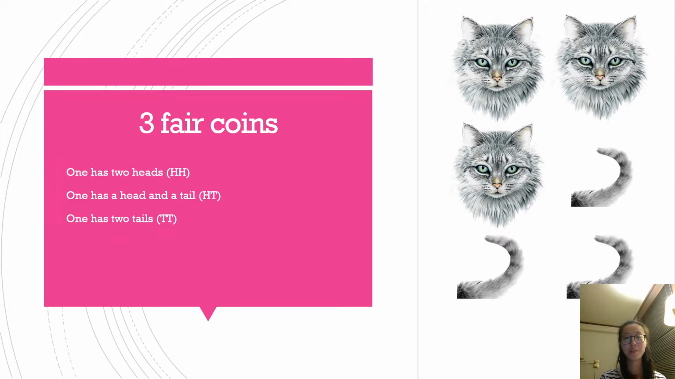Now, we randomly choose one of the coins, and without looking at it, we toss it, and we see that what's facing up is a head. Now we ask, given all this information, what's the probability that the coin we choose has 2 heads?